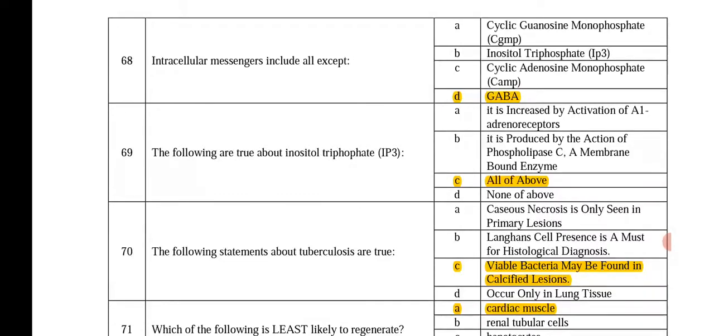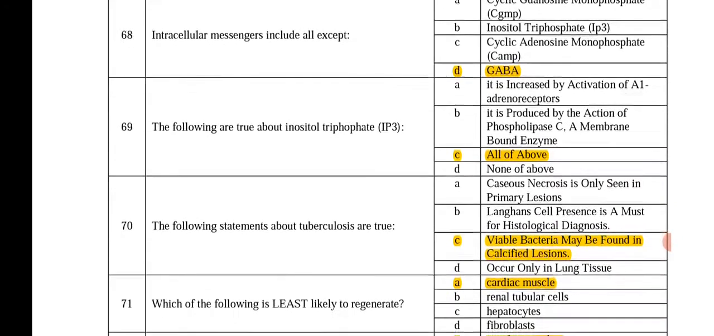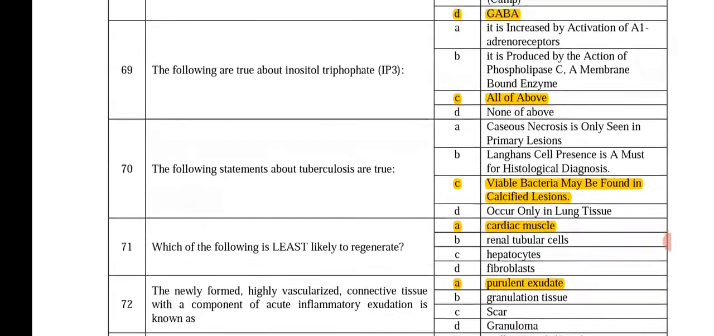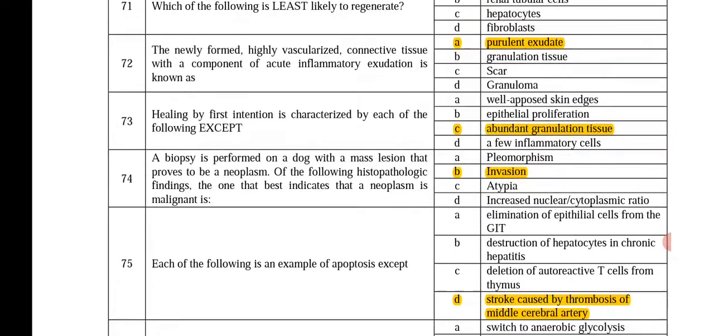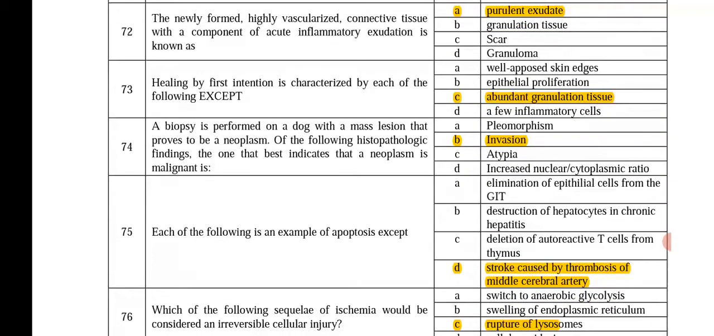The following statements about tuberculosis are true. Viable bacteria may be found in calcified lesions. Which of the following is least likely to regenerate? Cardiac muscle. The newly formed highly vascularized connective tissue with a component of acute inflammatory exudation is known as purulent exudate. Healing by first intention is characterized by each of the following except abundant granulation tissue.